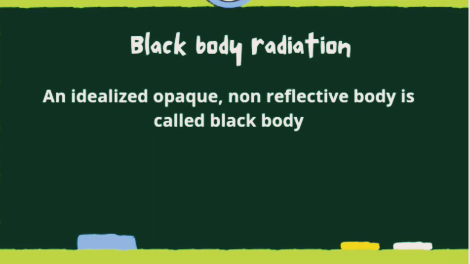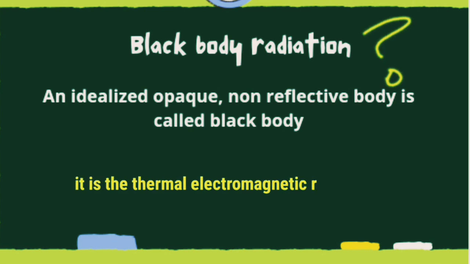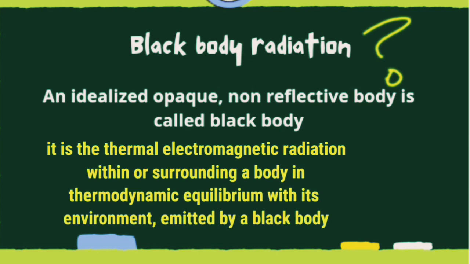And in the end, we will see black body radiation. So first of all, we will see what is a black body. An idealized, opaque and non-reflective body is called a black body. It absorbs all the electromagnetic radiations incident on it. And next we will see what is electromagnetic radiation. So it is the thermal electromagnetic radiation within or surrounding a body in thermodynamic equilibrium with its environment, emitted by a black body.